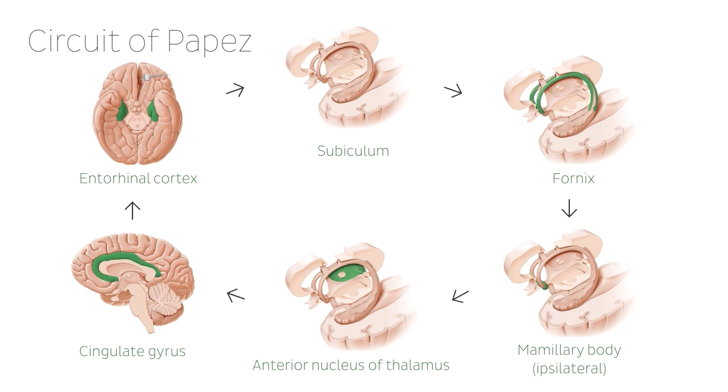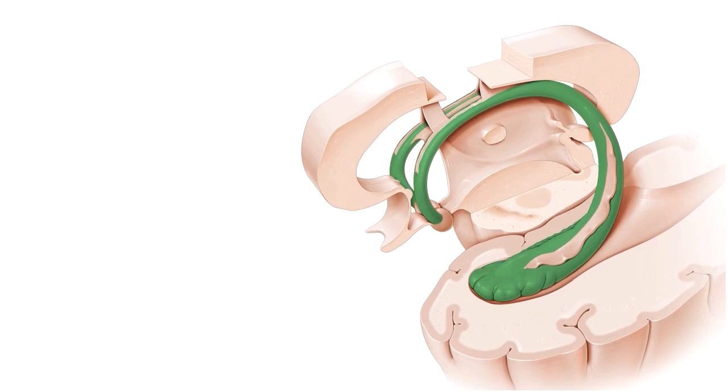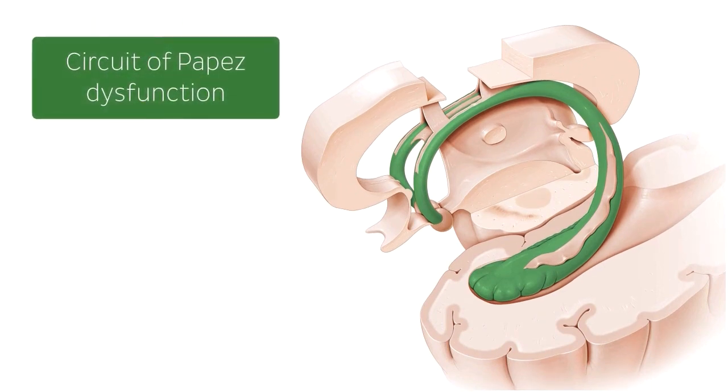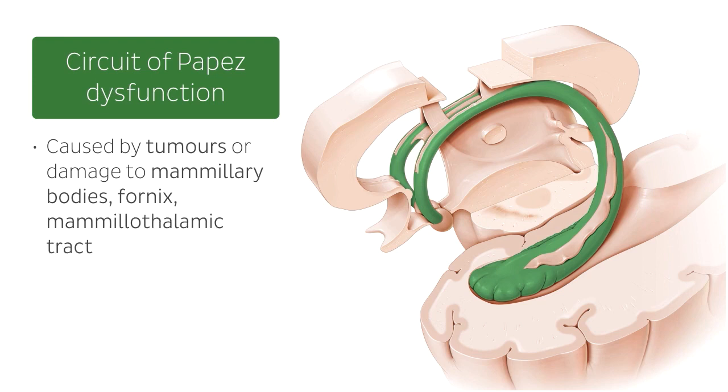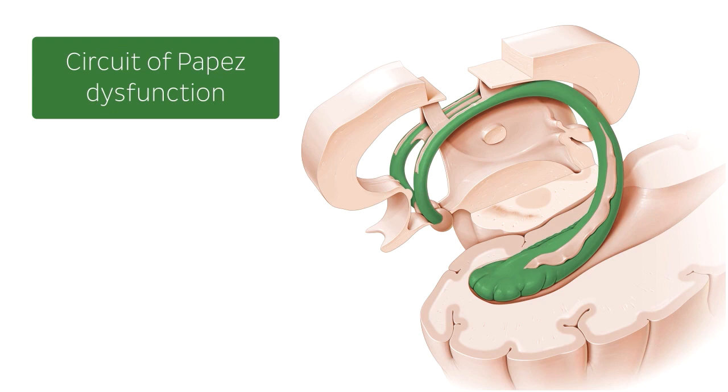And now that we've seen the circuit of Papez and how it works, let's have a quick look at some clinical notes. So the main topic we want to discuss today is the circuit of Papez dysfunction, as tumours or damage to the mammillary bodies, the fornix or the mammillothalamic tract can cause dysfunction of the circuit of Papez. In addition, patients with Alzheimer's disease also sometimes suffer from the degeneration of the components of the Papez circuit. These dysfunctions generally result in amnesia or memory impairment.